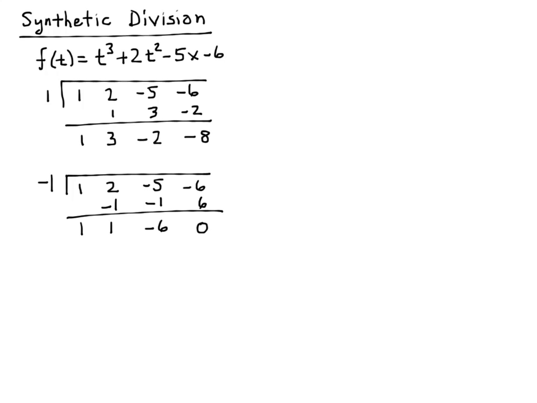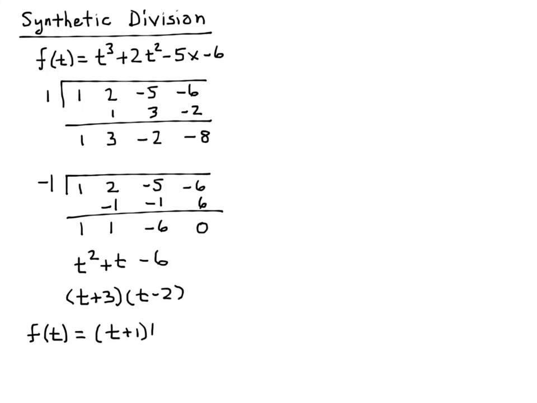And from this point, since I have just a t cubed, that last line, the 1, 1, -6, means that after I've divided by -1, I have this t squared plus t minus 6. And at this point, this is an easy thing to factor. And of course, that factors into t plus 3 times t minus 2. And so our whole function then is going to be t plus 1, t plus 3, t minus 2. So you notice how when I'm trying that -1, I use the opposite sign in my factor to be t plus 1. So this is the complete factorization of that polynomial at the top.